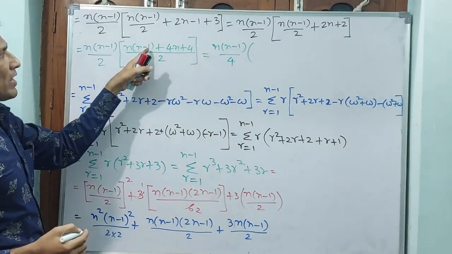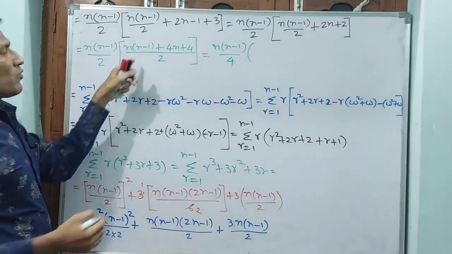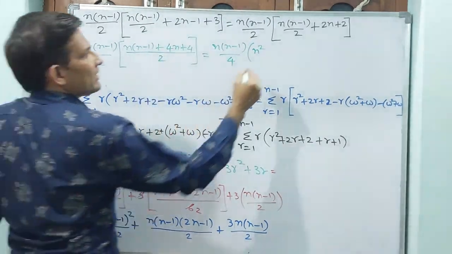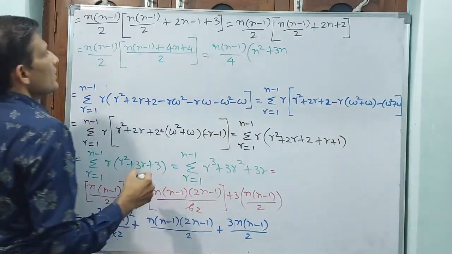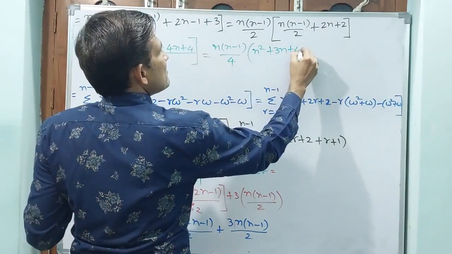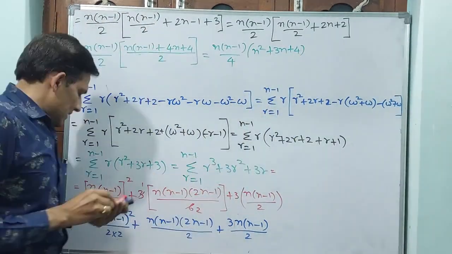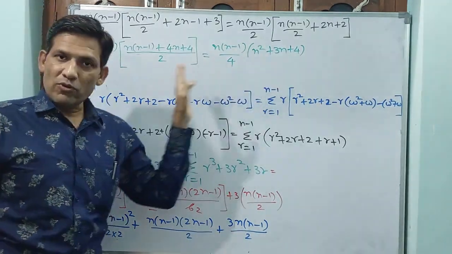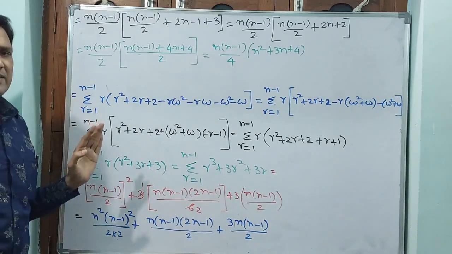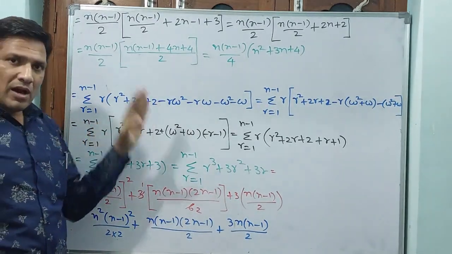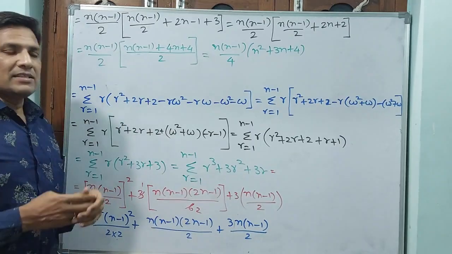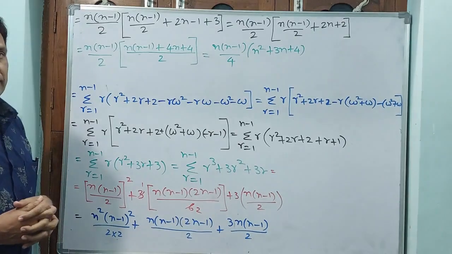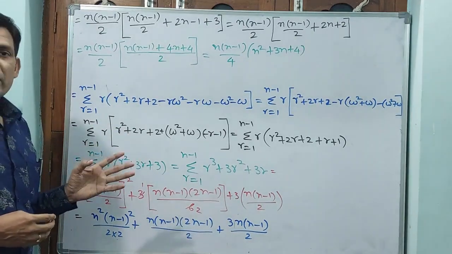Now you see n square minus n square, minus n plus 4n is 3n, plus 4, that's all. This is the answer. n into n minus 1 by 4 you have to take common, n square plus 3n plus 4 is your answer. This is a little bit lengthier question, but in Eamcet not all questions are short questions. Questions like this also you have to do. I don't know if any shortcut is there or not. Let us go for the next question.